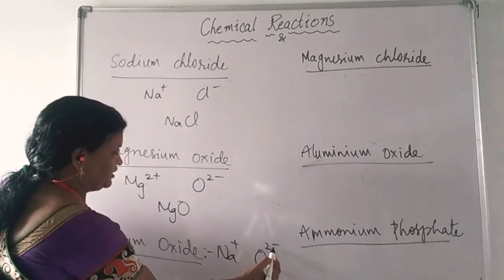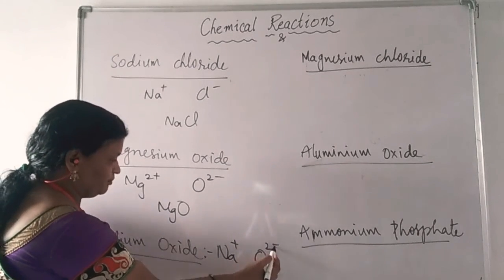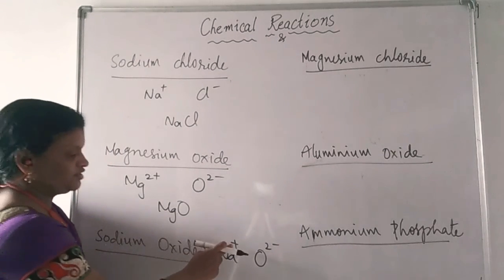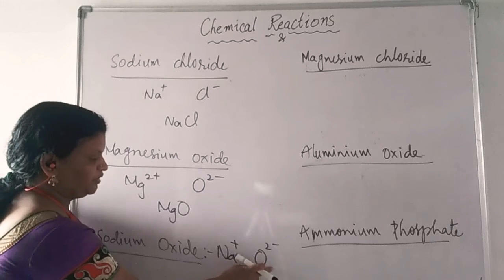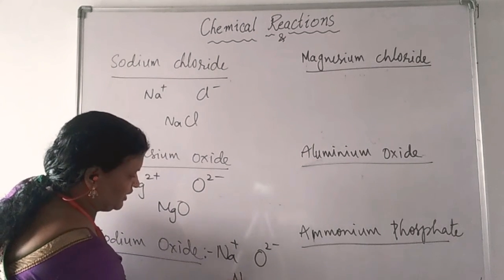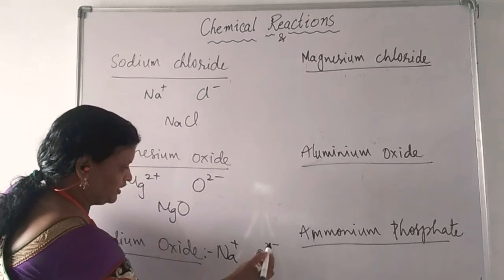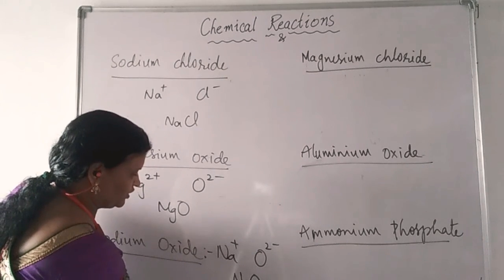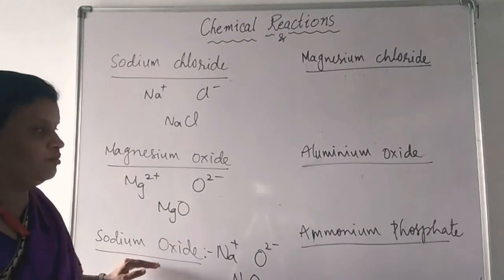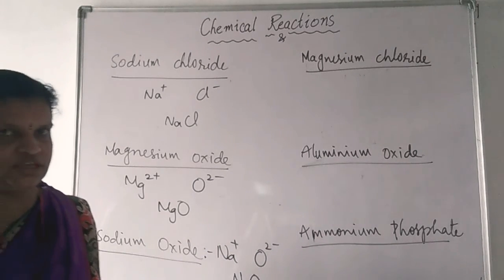What is the number present here as a superscript? Make it a subscript for the other one. What is the superscript here? 1. So no need to write anything here. What you do? Just bring this 2 here. Bring both the cation and anion together and write this 2 down for sodium. Na2O. That becomes the formula for sodium oxide.